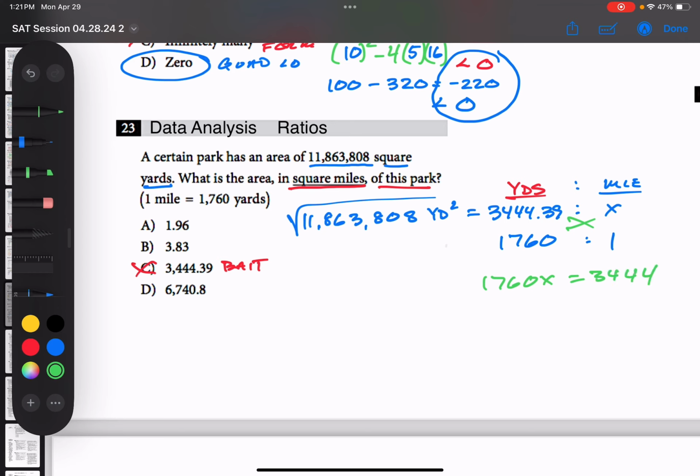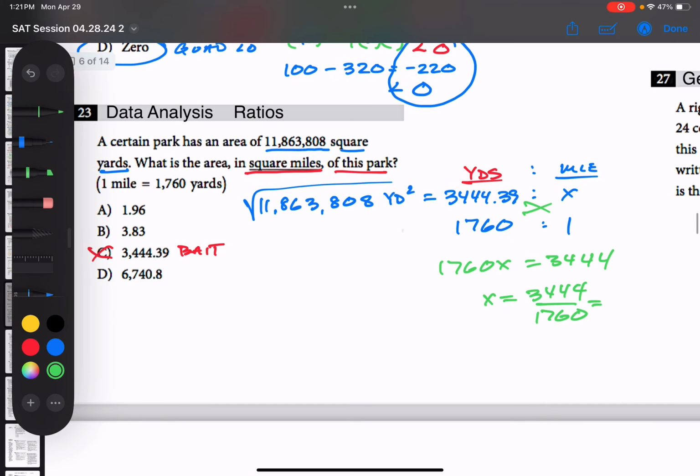3444. Some of you guys are already seeing through this. So x is going to equal 3444 divided by 1760, which is, see, I want to shorthand this so badly, which is approximately what? Which is approximately 2. So I can write my 2 there.